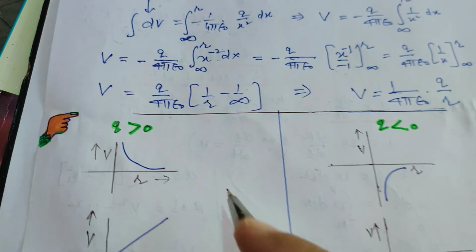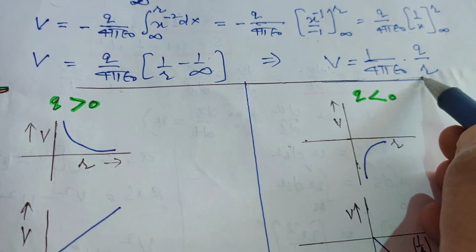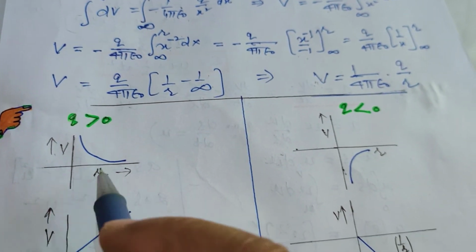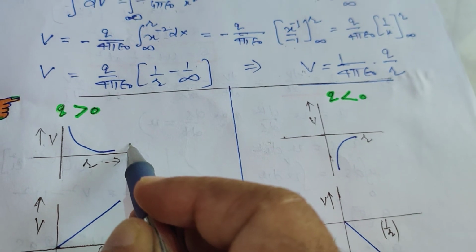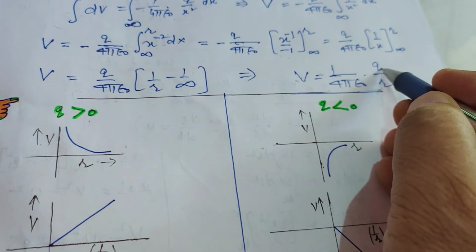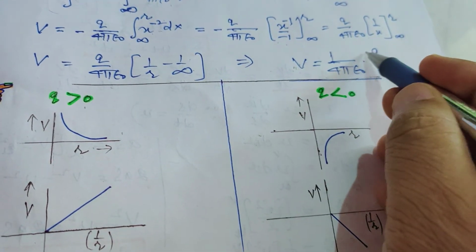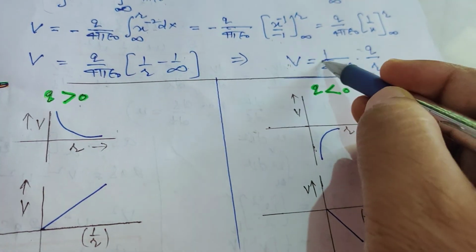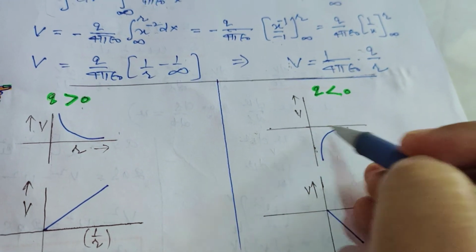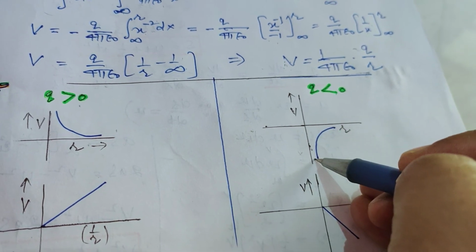Now to draw the graph between V and r, as from the formula, potential is inversely proportional to r. So whenever two things are inversely proportional, the graph is a hyperbola. This is for the positive charge. If instead of positive charge, the charge is negative, then this whole term will become negative, meaning potential is negative. So for q less than 0, that is negative charge, potential is negative, that is in the downward direction, so the graph will be this.